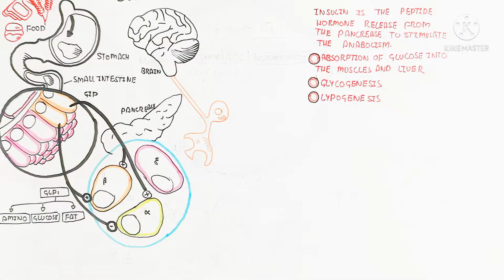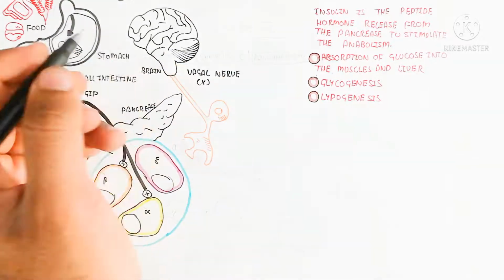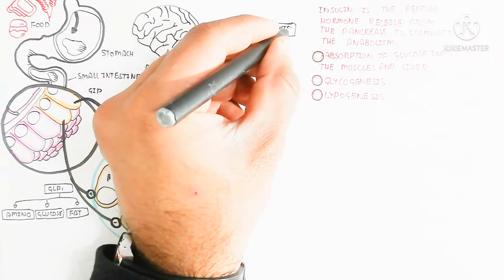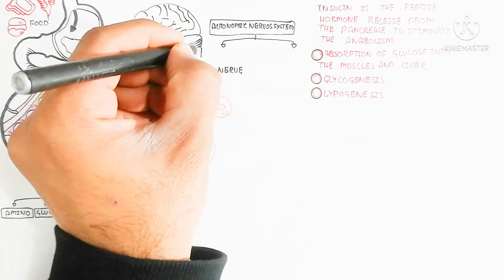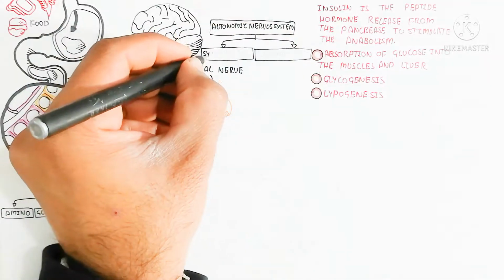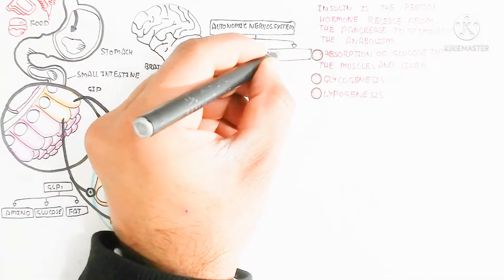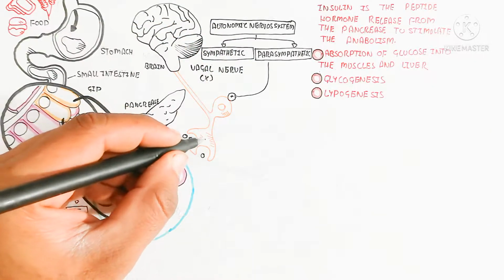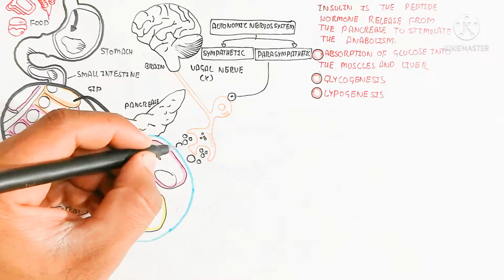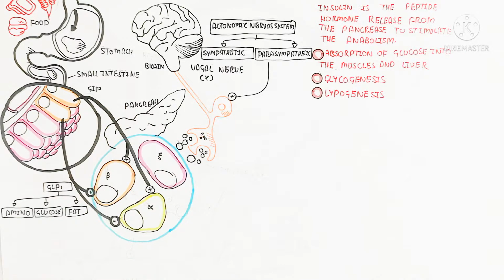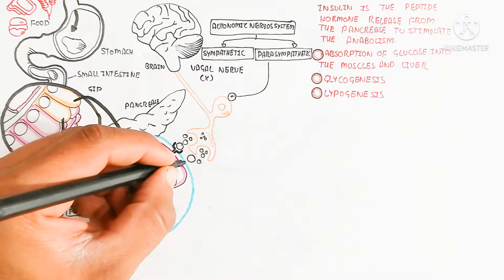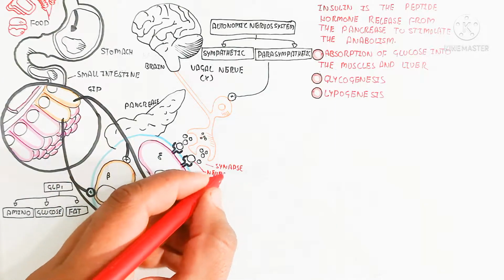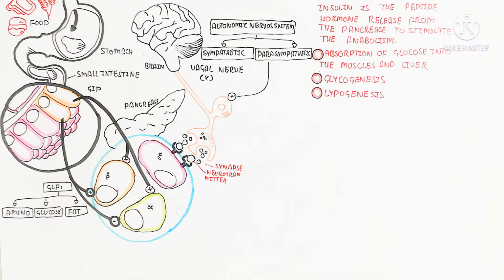Here are the vagal nerves, which are part of the parasympathetic nervous system of the autonomic nervous system. The sympathetic nervous system will be inhibited while the parasympathetic nervous system will be stimulated to trigger this nerve, and this nerve will release neurotransmitter through a synapse with the delta cell. The neurotransmitter binds with the neurotransmitter receptor present on the delta cell to produce somatostatin.